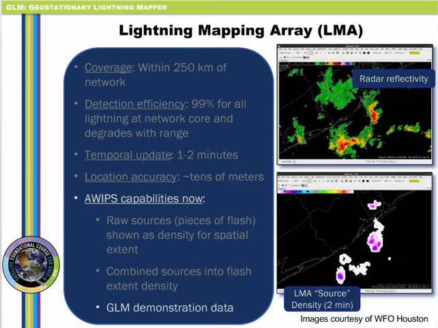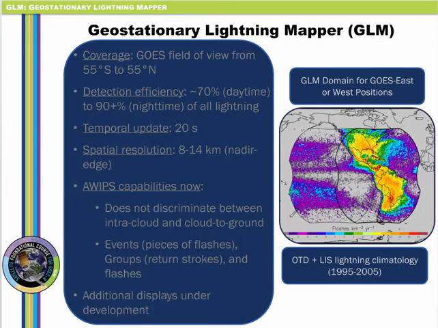The Geostationary Lightning Mapper will be the newest lightning observation system and is set to launch on the GOES-R series satellites. Geostationary Lightning Mapper covers most of the GOES field of view from 55 degrees south to 55 degrees north. The GLM will observe both cloud-to-ground and intracloud lightning. The spatially uniform detection efficiency exceeds 70% during the day and 90% at night for all lightning. GLM lightning observations will be available in AWIPS within 20 seconds after the lightning occurs.